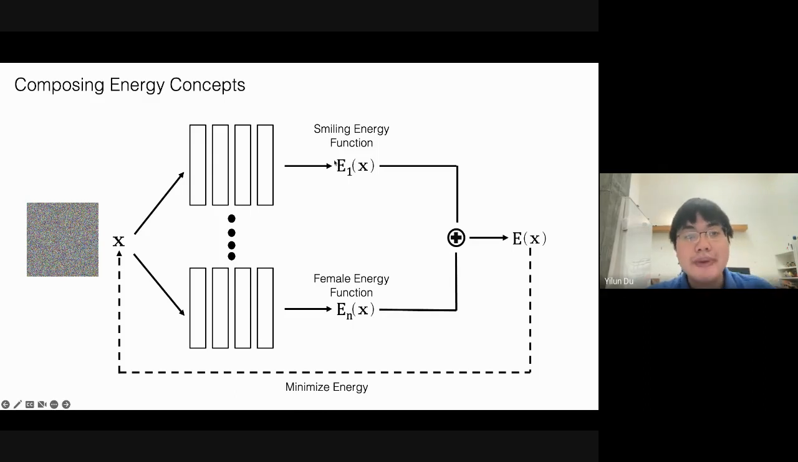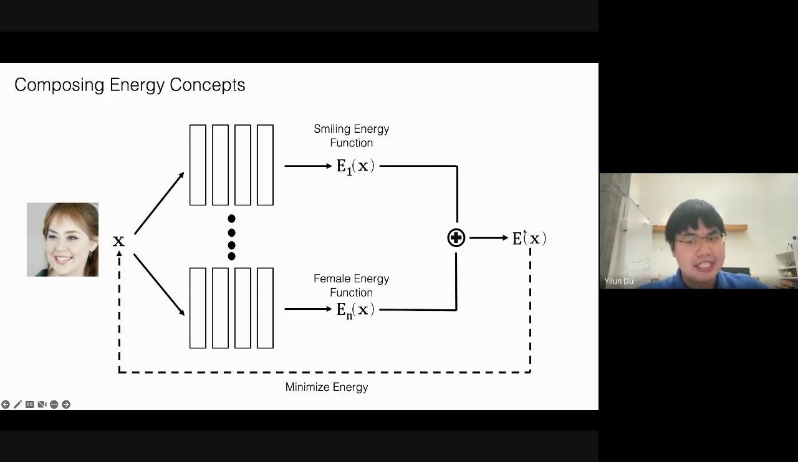Okay, cool. So going back to the idea of composing different energy concepts together. Imagine that I have one energy function that I've learned, which describes smiling faces. And then at a later point in time, I learned a second energy function, which describes female faces. The interesting thing about using energy functions to capture each of these factors is that if you add these two functions together, you can get a new energy function. And this new energy function is just these energy functions added together.